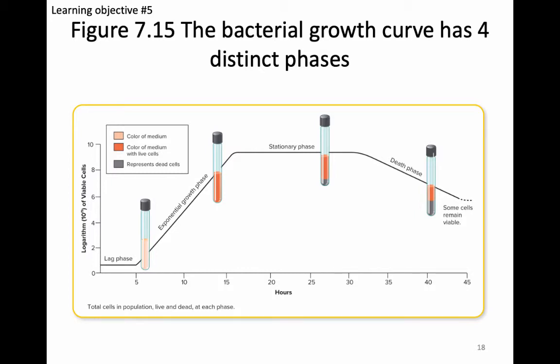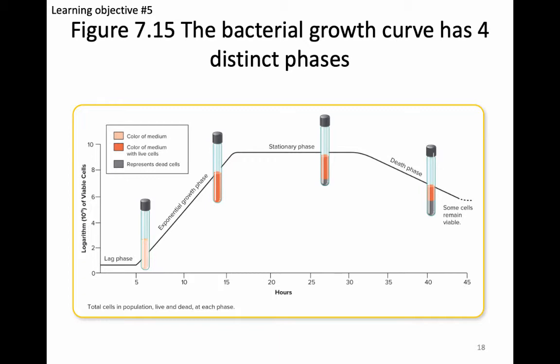And at this phase, the bacteria are preparing to divide. So they're replicating DNA, they're increasing in volume, they're replicating cellular organelles and increasing the volume of cytoplasm. So although numbers don't change in the lag phase, the bacteria are very metabolically active.